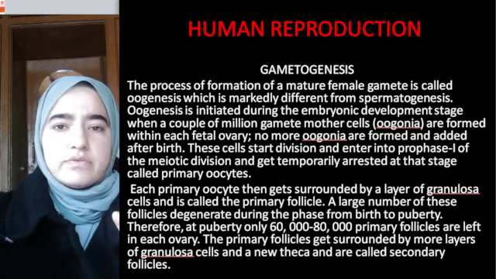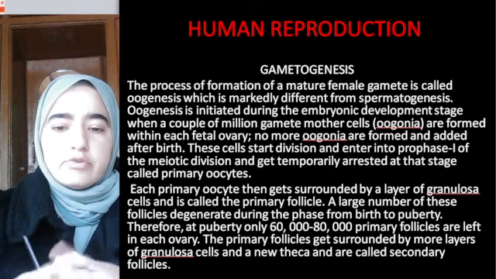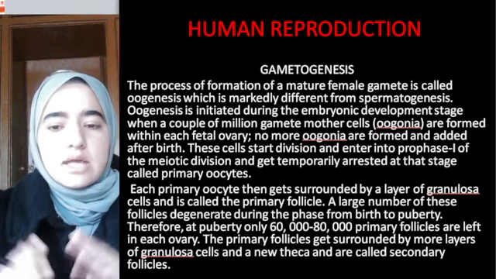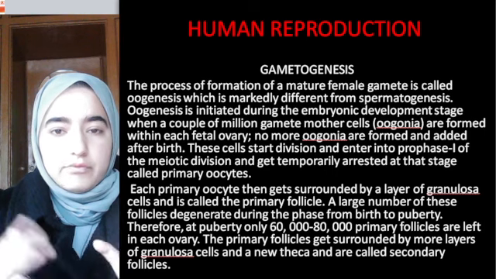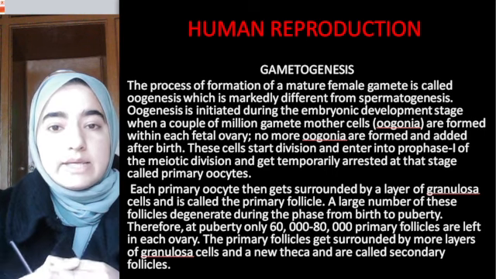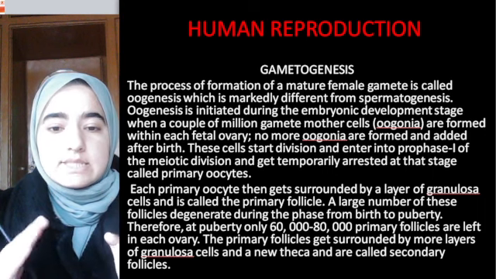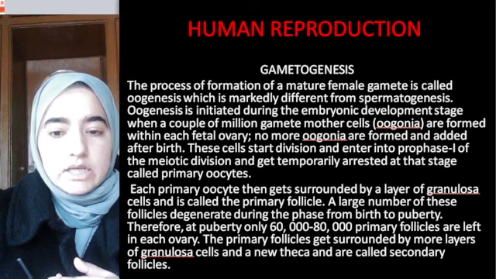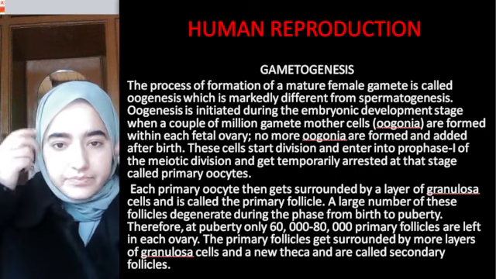A large number of these follicles degenerate. They vanish, and from birth to puberty only 60,000 to 80,000 follicles are left in each ovary. Before, a couple of million gametes were in each ovary, but from birth to puberty these follicles degenerate, and at puberty only 60,000 to 80,000 follicles are left in each ovary, right?